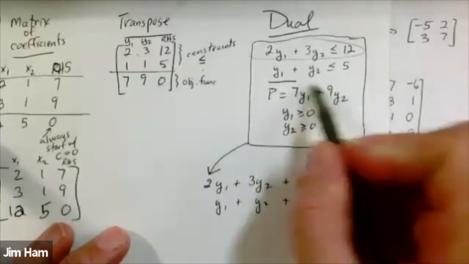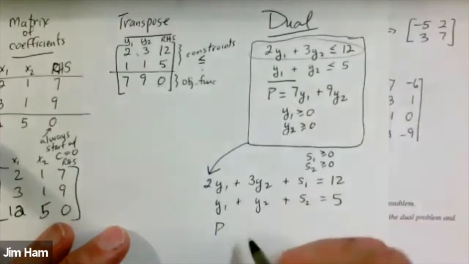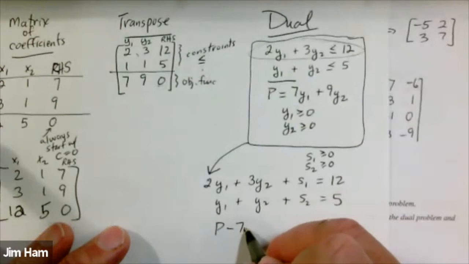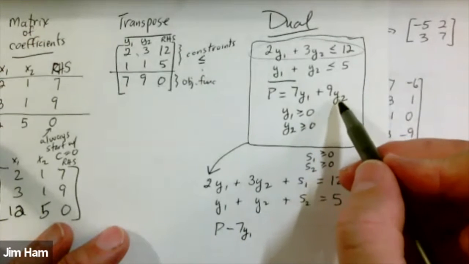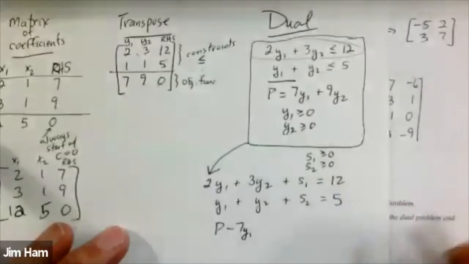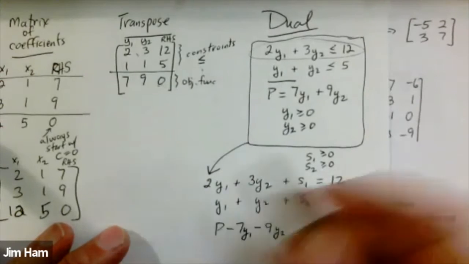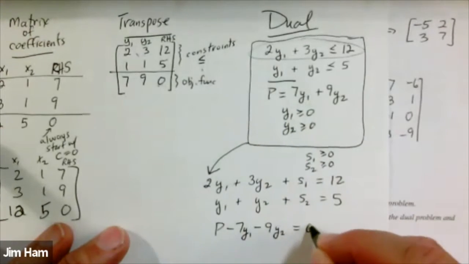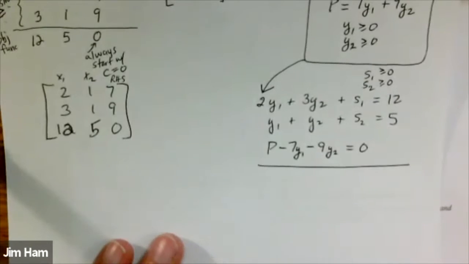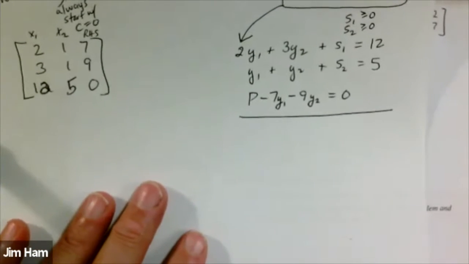And then for the objective, we bring over the 7y1, so it becomes negative 7y1. We bring over, using algebra, the 9y2, and then over with the p, it's written as negative 9y2. And if we bring both those terms over to the left, there's nothing left there except 0. All right, and then the next step is to form the initial simplex tableau.